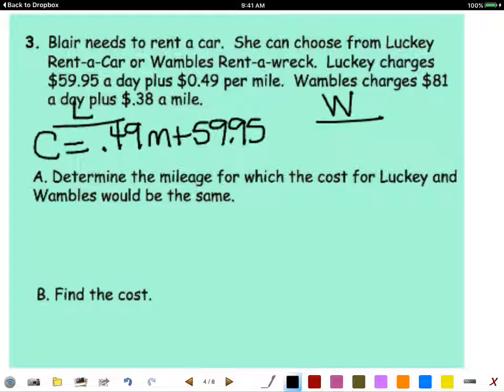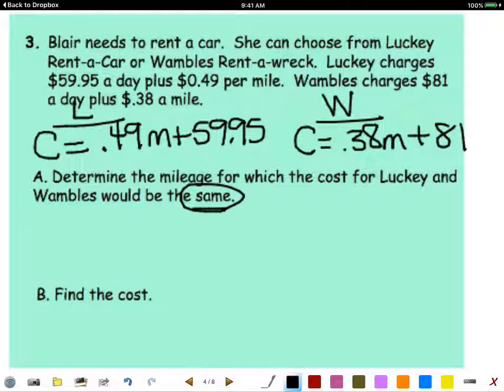Okay? And then over here for Wambles, who could come up with an equation for this one? Abby? 0.38 M plus 81. Good. All right, part C says determine the mileage for which the cost of Luckey and Wambles would be the same. So you should know what to do with those two equations. What are we going to do with them?